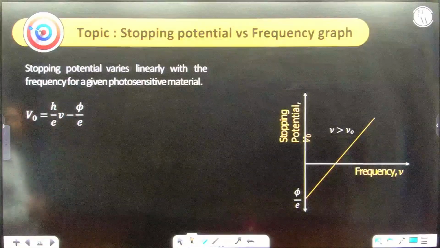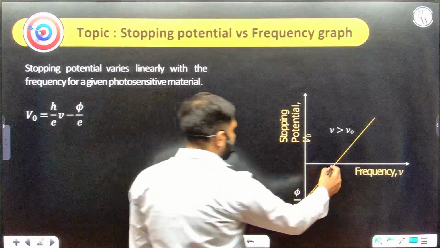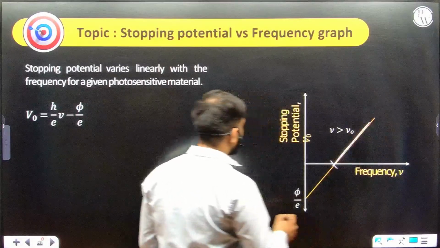So stopping potential versus the frequency, we have just seen this graph. So again it will be a straight line graph. We easily know this thing. We have plotted it.